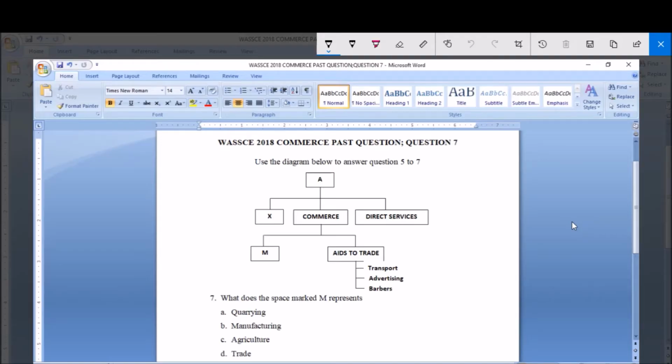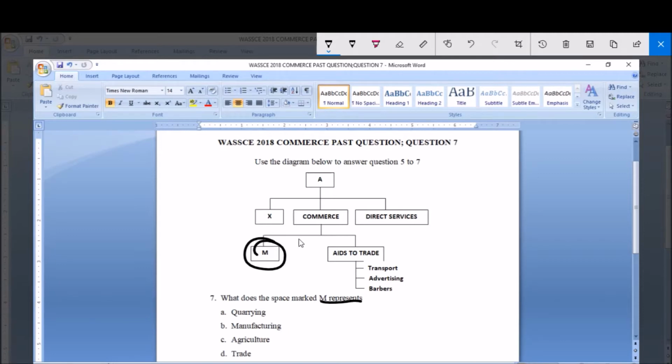Welcome, this is WAEC year 2018 commerce past question number 7. So the last question we want to answer using this diagram. Question 7 says, what does the space marked M represent? The space marked M, and where do we have our M? This is where we have our M in this box.